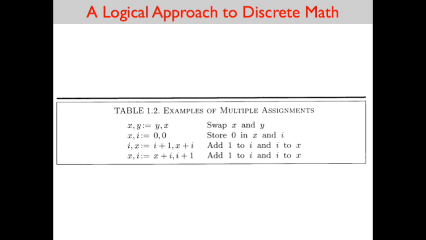In this programming language, you can actually do multiple assignments. If you say x, y gets y, x, that happens simultaneously. Whatever value y has, x gets that value, and whatever value x has, y gets that value. And it can happen simultaneously.